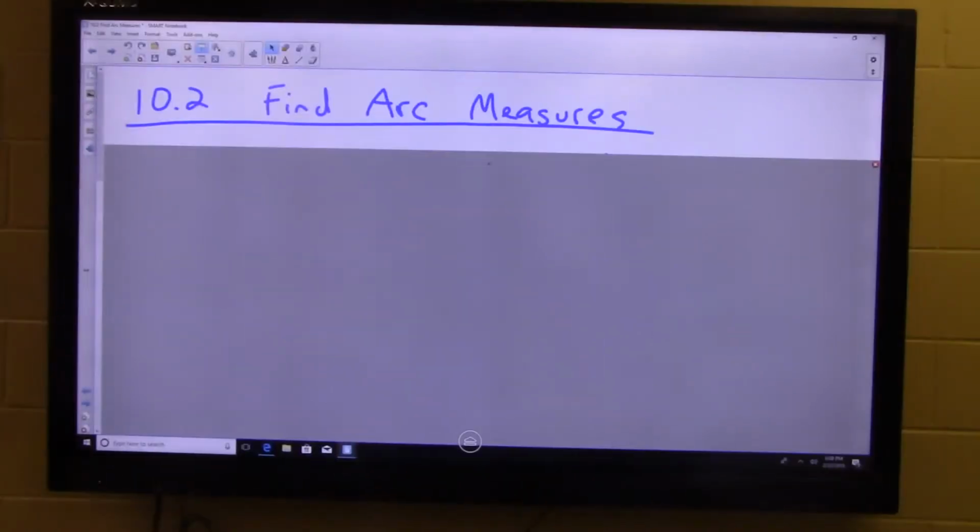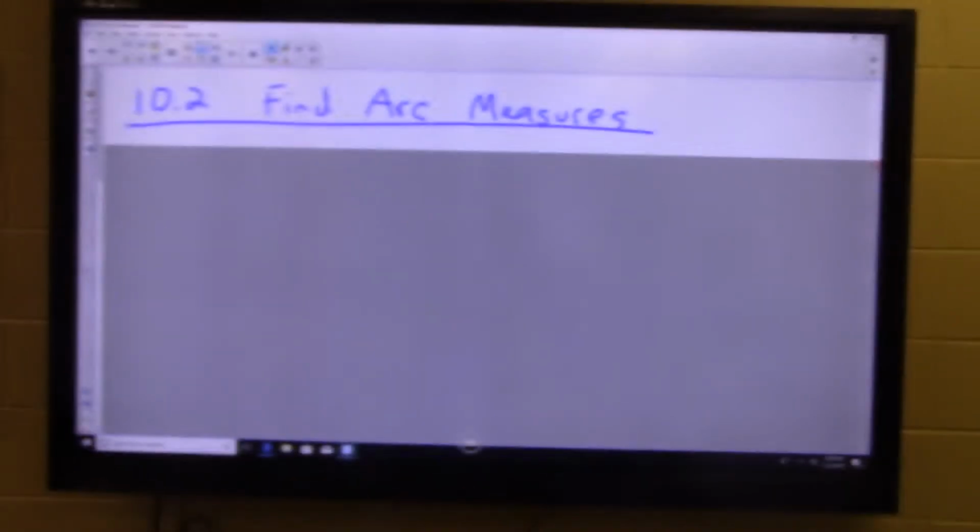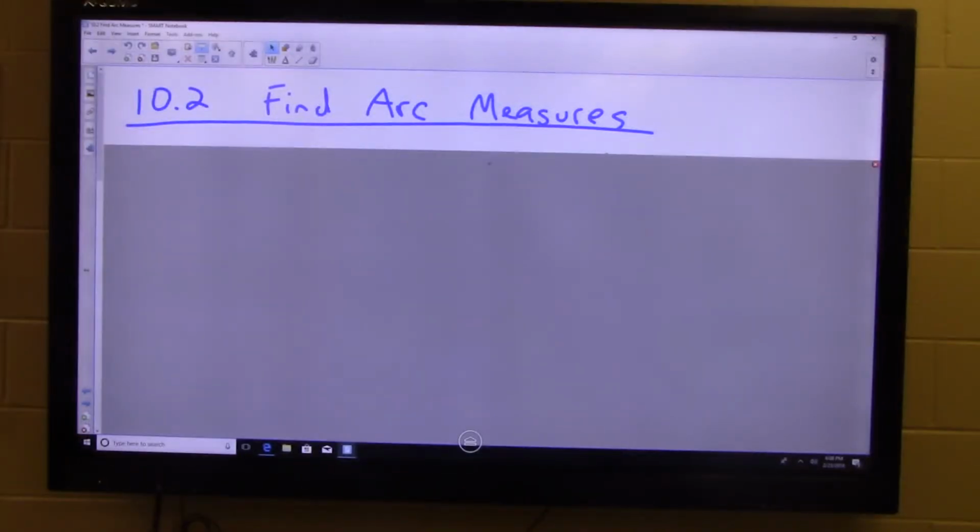All right, people, lesson 2 for chapter 10. Let's see what we can get to here. 10.2 deals with finding arc measures. So still along the lines of circles. We're still talking about circles here, guys.